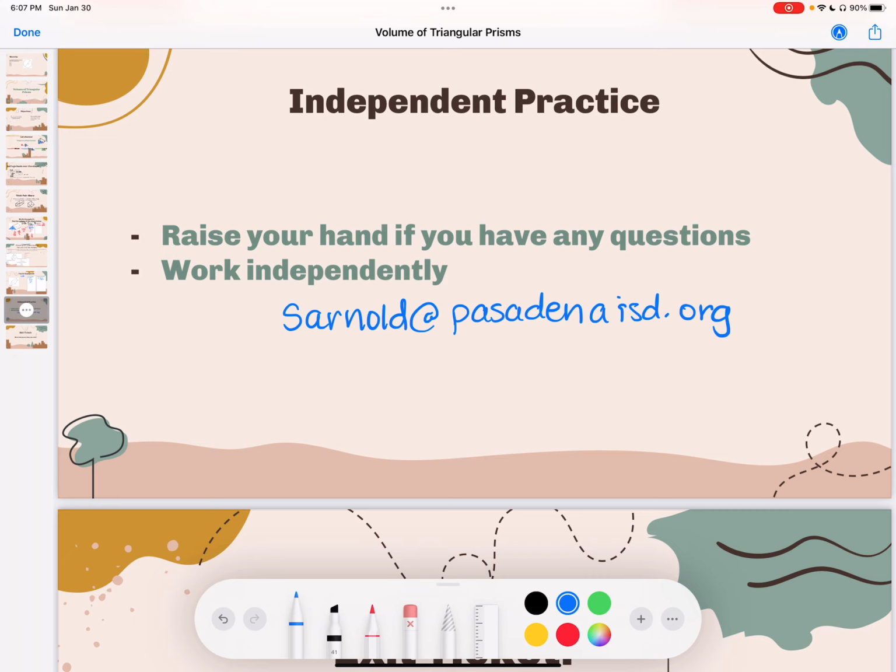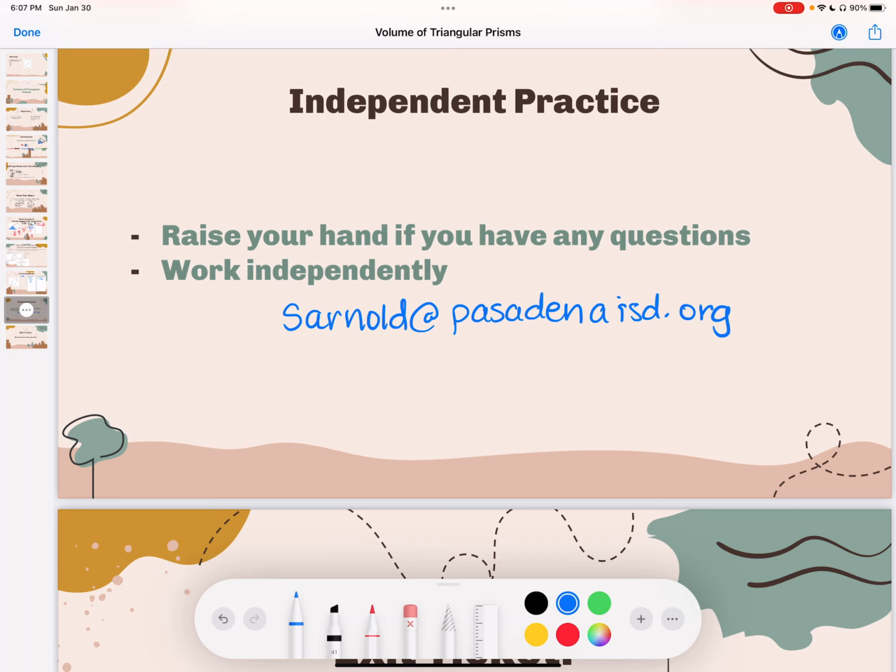Tutorials, as a reminder, are weekly. The only days that we don't have tutorials is going to be Thursdays in the afternoon, but there's always going to be someone available in the math department who can help you. So use that time wisely.